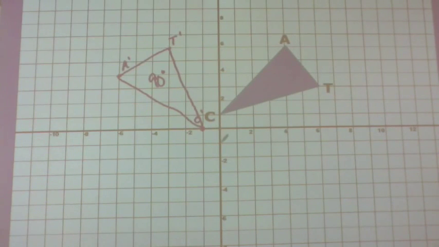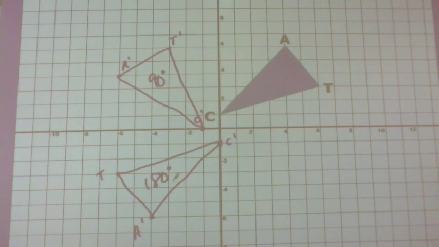The 180-degree rotation was at 0, negative 1. So we go over 0, down to negative 1. A is at negative 4, negative 6. And T was at negative 6, negative 3. Combine my 3 points to make my triangle. And that was my 180-degree rotation.